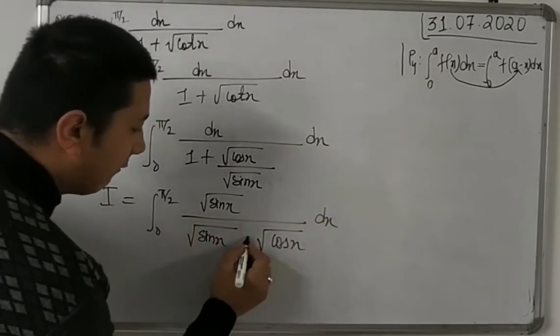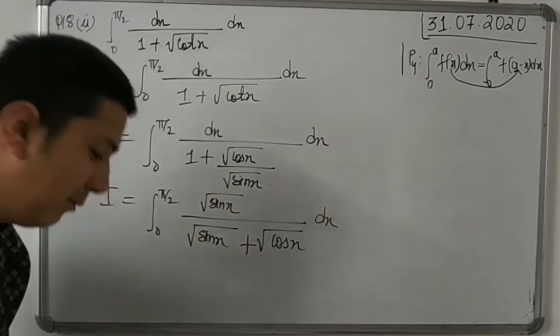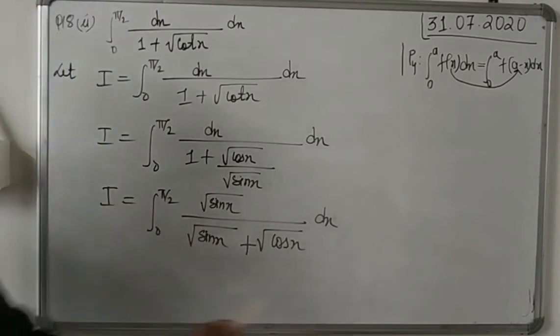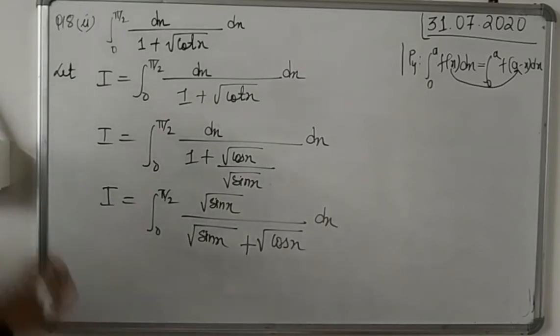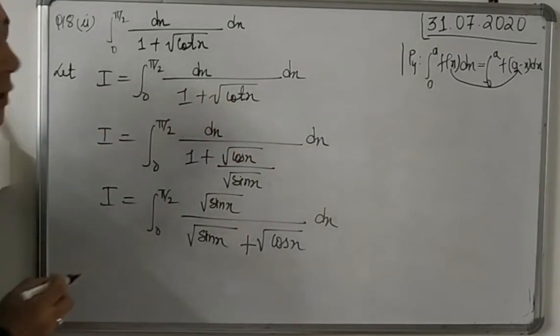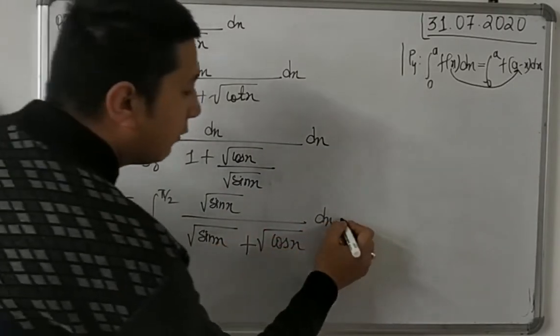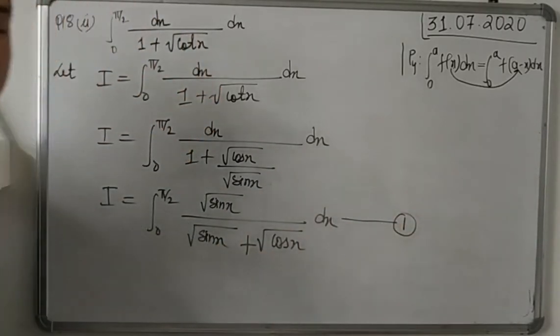Same question we have done in question number 18 part 1, right? Same question, 18 part 1, the previous question. Only the change was to change this cos to sin. Give this equation number 1.